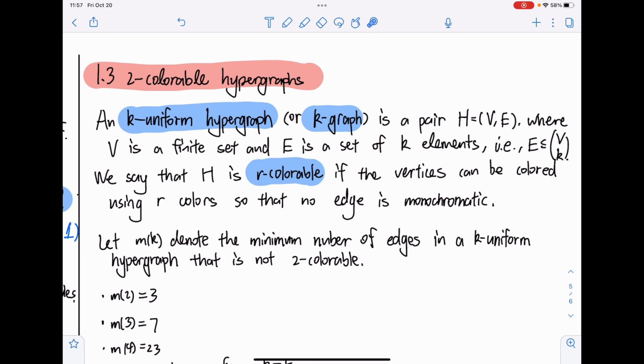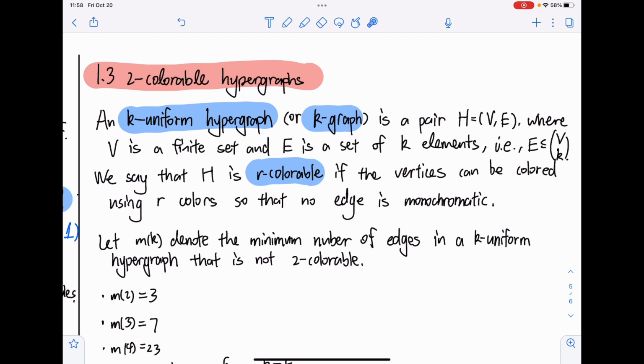Then here comes the last section. We're talking about 2-colorable hypergraphs. We introduced graphs before, and what is a hypergraph? In a graph, each edge contains 2 vertices, and for a hypergraph, it can contain more than 2. In this case, they are not called edges; they are called hyperedges.